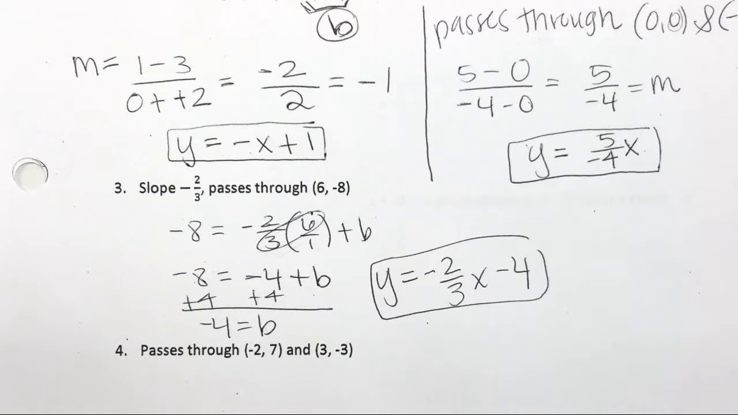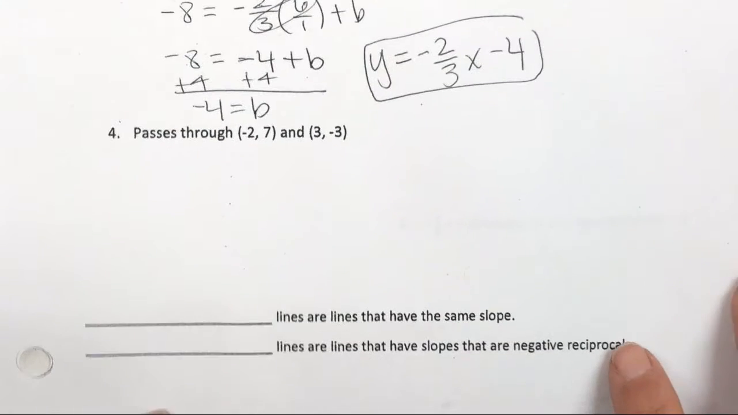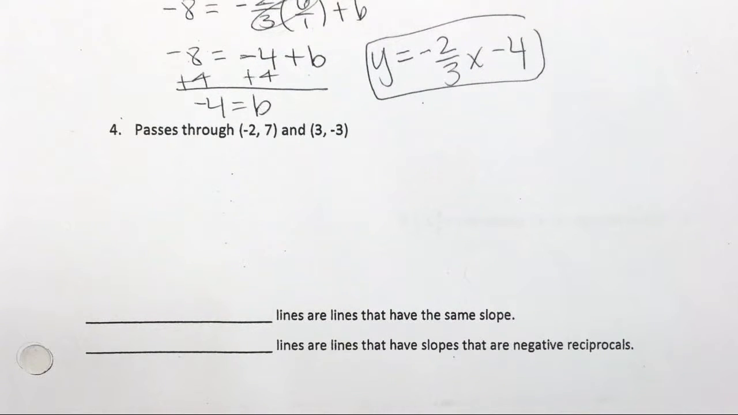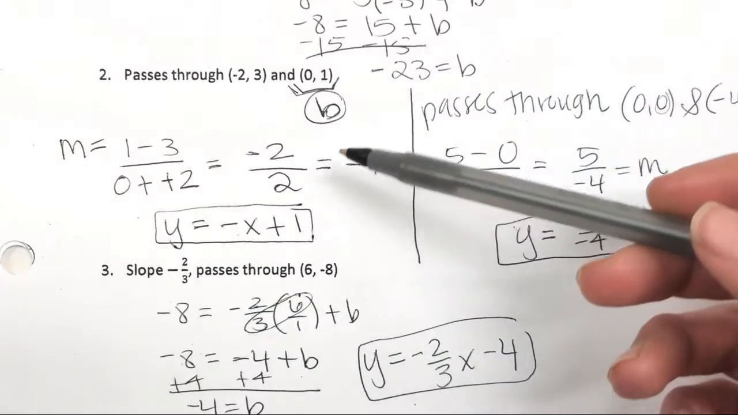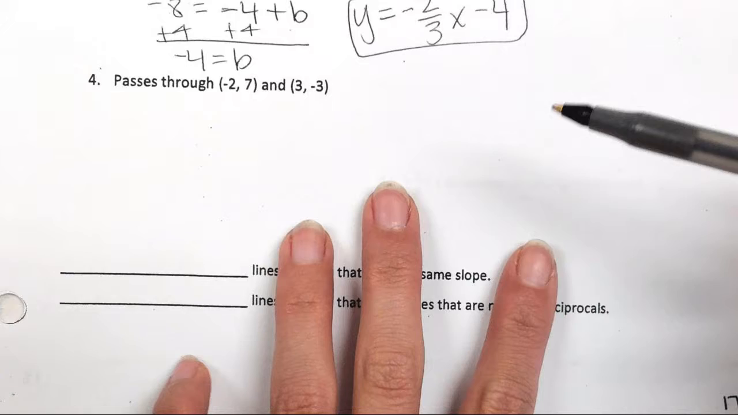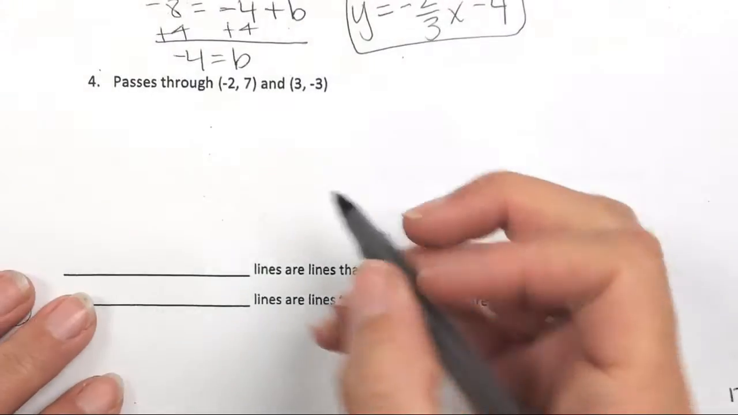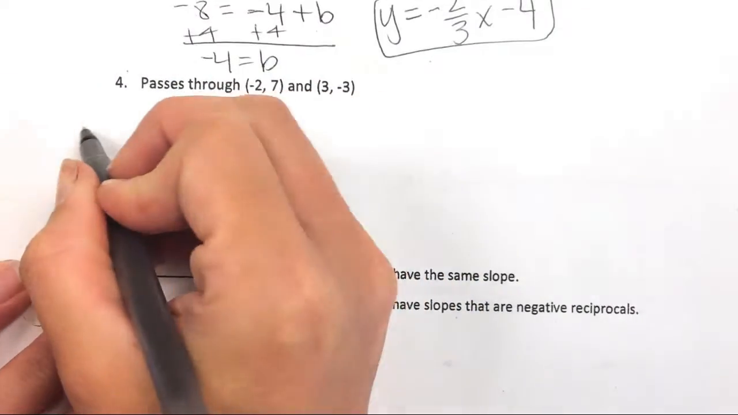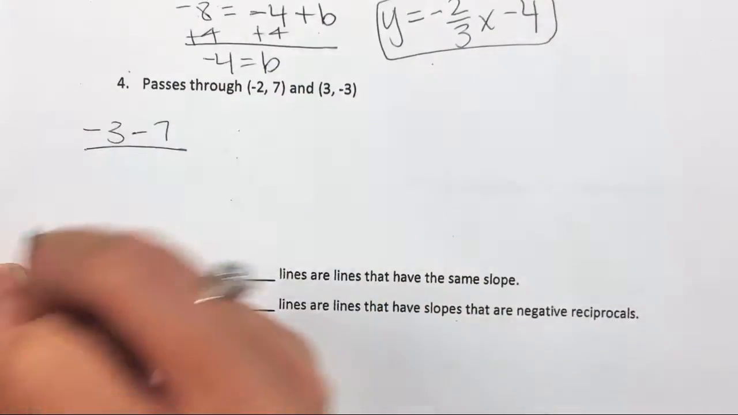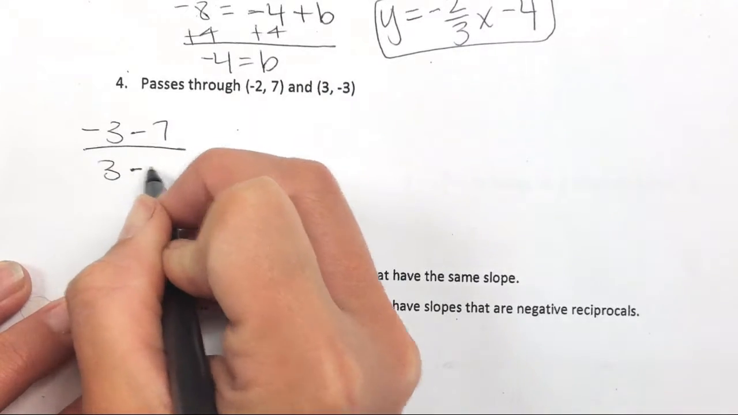Okay. The last one is dealing with, well, first of all, did they give us the slope? Did they give us the y-intercept? No. So this one's different than number 3. What do we have to do? What do we have to find first? We have to find the slope first. So tell me how to set that up. Over 3 minus minus -2.